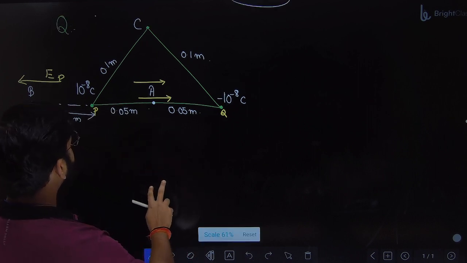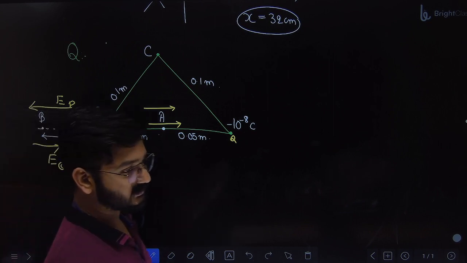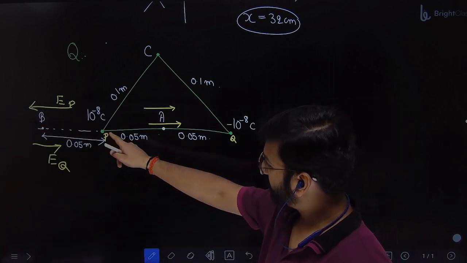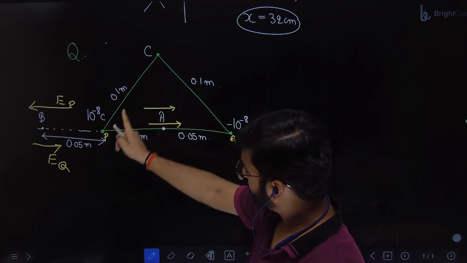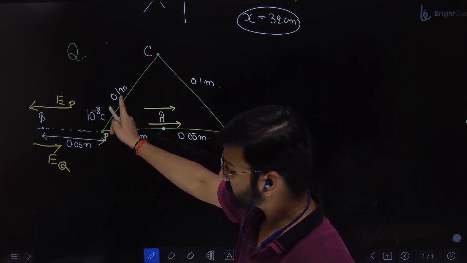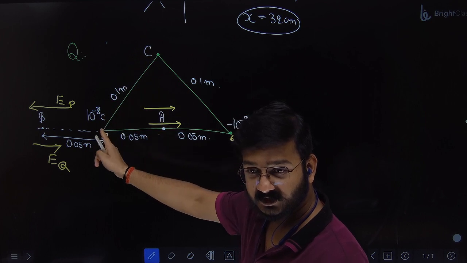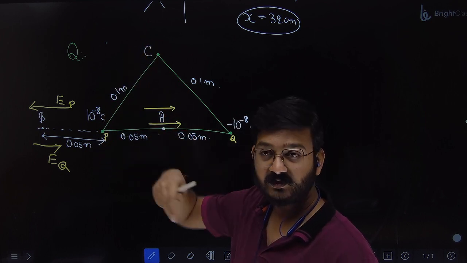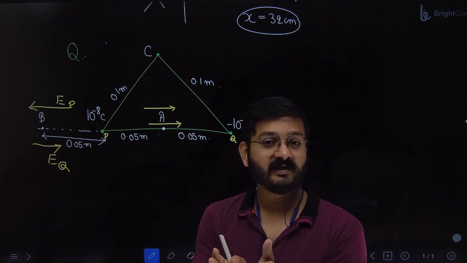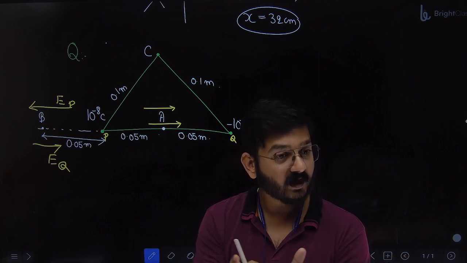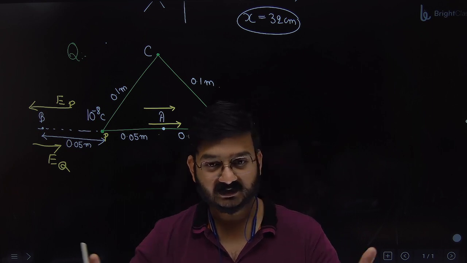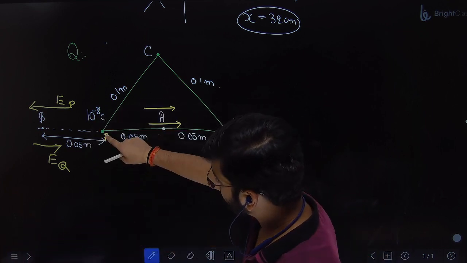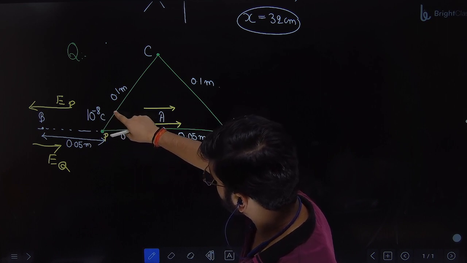Chalo, let's do the C part. I need to find the net electric field at point C. This positive charge will say that at point C, the electric field line will go like this. Why? Because positive charge sends the electric field away from it. We say electric field lines diverge from the positive charge, go away. For negative charge, they converge, come towards it.